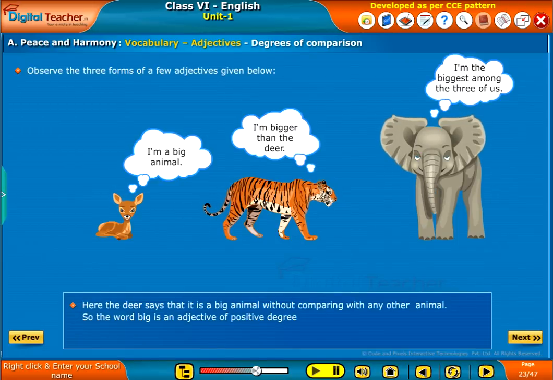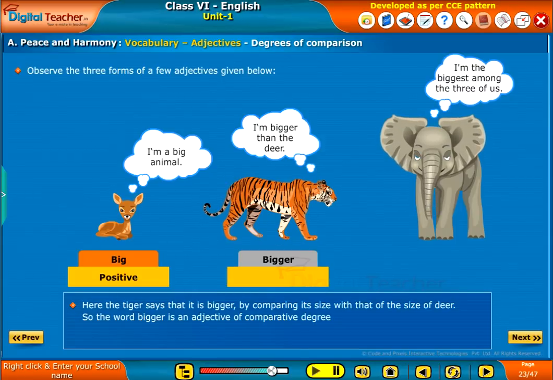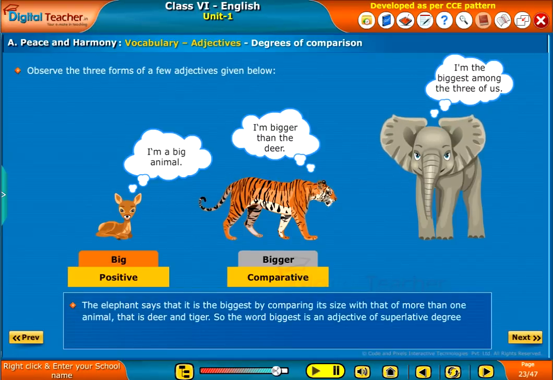Here, the deer says that it is a big animal without comparing with any other animal. So the word big is an adjective of positive degree. Here, the tiger says that it is bigger by comparing its size with that of the deer. So the word bigger is an adjective of comparative degree. The elephant says that it is the biggest by comparing its size with that of more than one animal, that is deer and tiger. So the word biggest is an adjective of superlative degree.